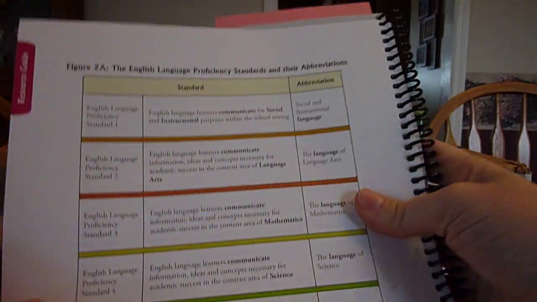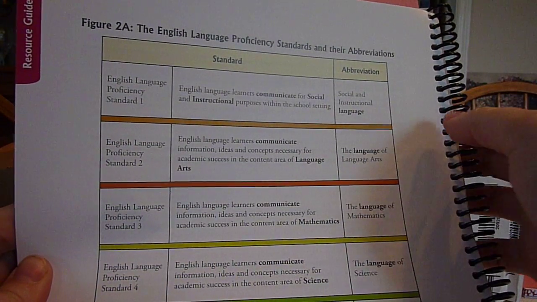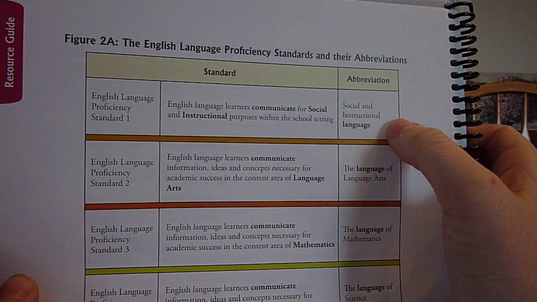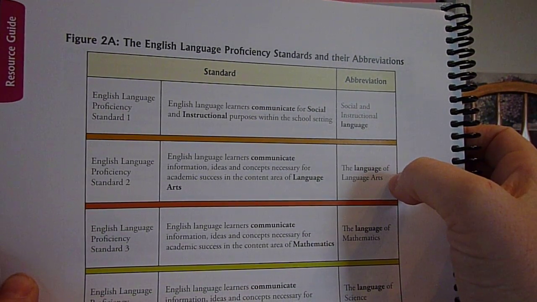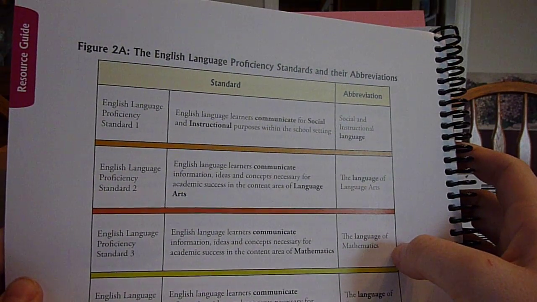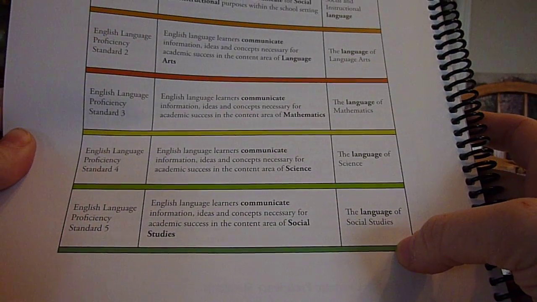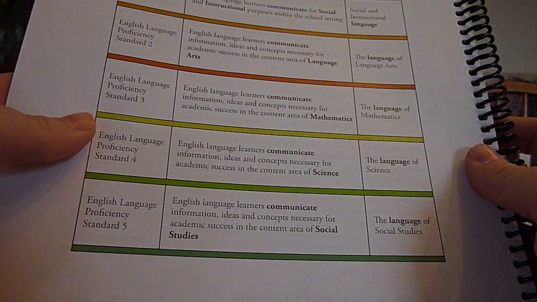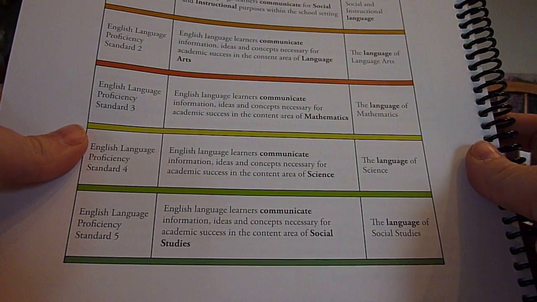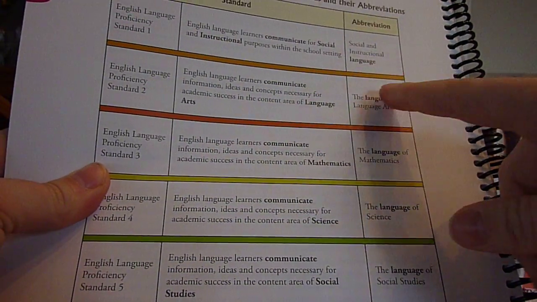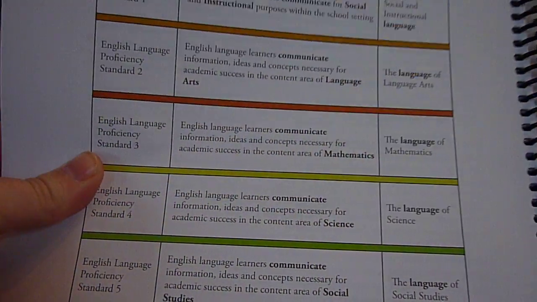First of all, it goes over the standards for our language learners. The standards are met in a few realms: in social and instructional language, in the language of language arts, the language of mathematics, the language of science, and the language of social studies. So basically, our language learners should be able to communicate information, ideas, and concepts necessary for academic success in all of these content areas, plus social and instructional language.